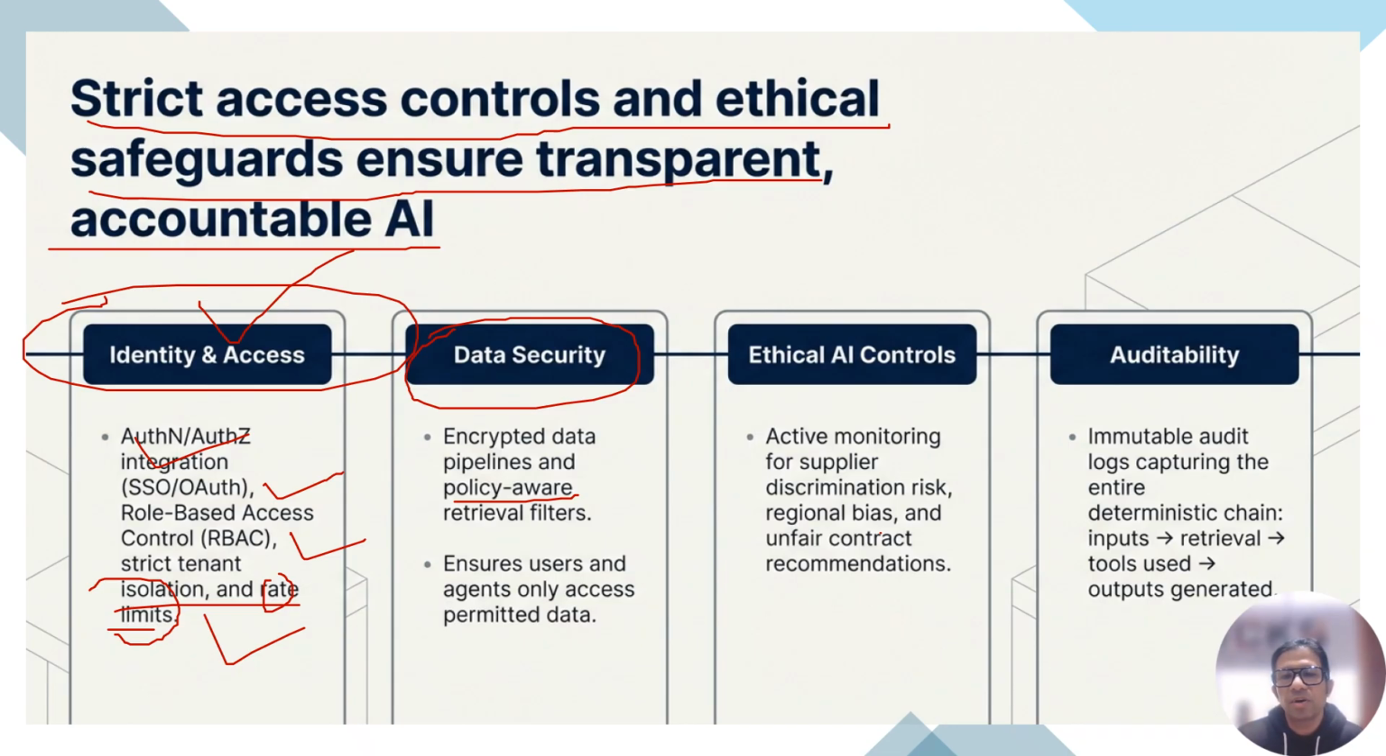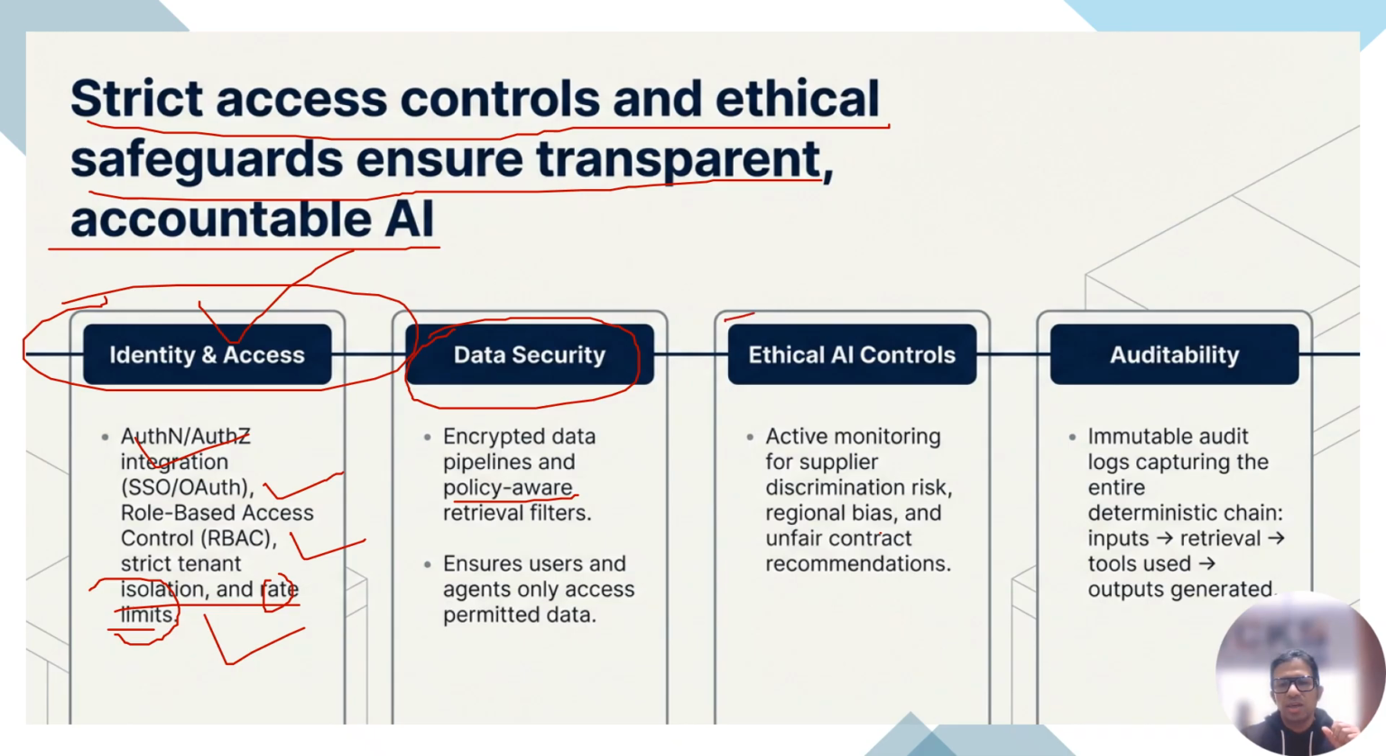Policy aware retrieval filters. This means even if the model could retrieve a document, it will not retrieve it unless the user has permission. So RAG becomes safe, no data leakage, no cross team exposure. This is the RAG with permissions.